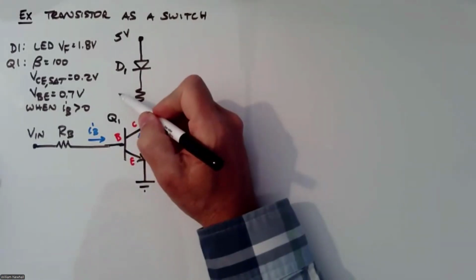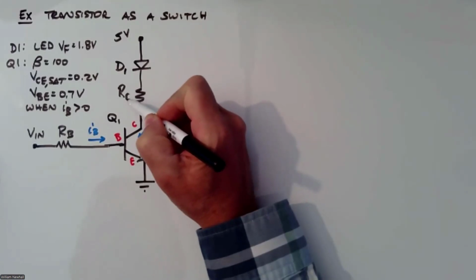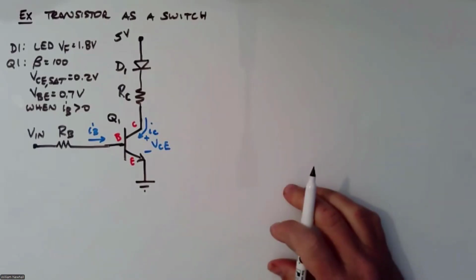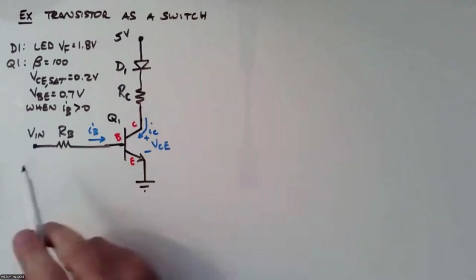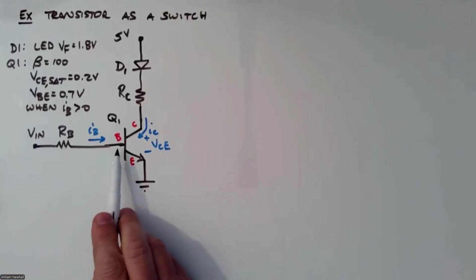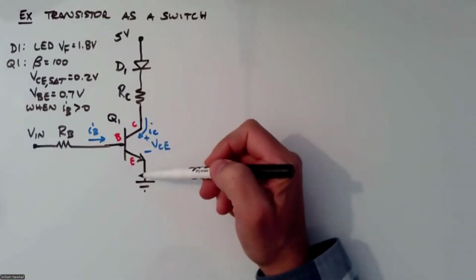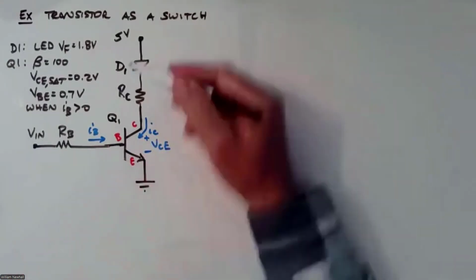And then let's give a symbol for this resistor here. We'll call it RC, collector resistor. Okay, so if you apply a voltage that's going to cause a base current to flow, which is going to cause collector current to flow. So base current causes collector current to flow. And let's suppose that we want to control this current using either 0 volts or 5 volts here at the input.